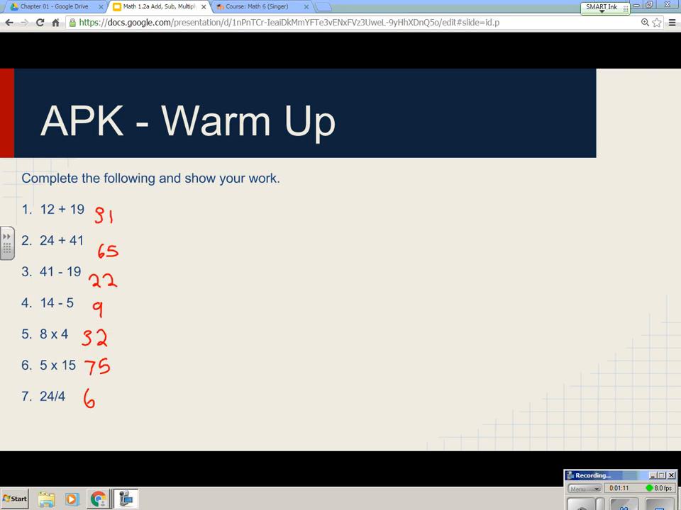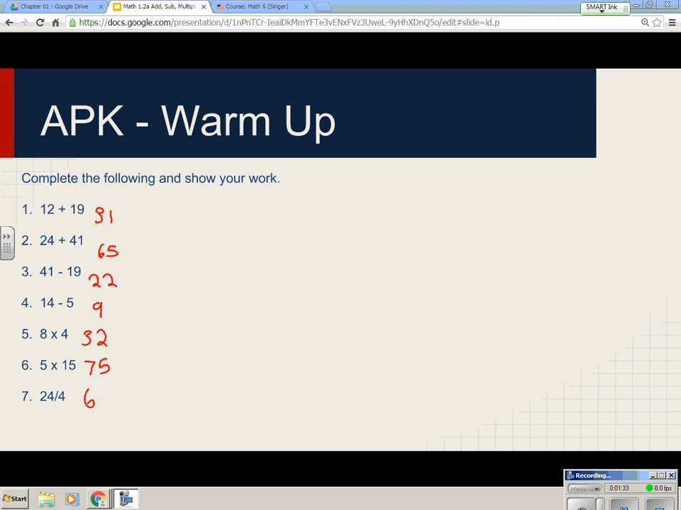These are the correct answers you should have had. 31, 65, 22, 9, 32, 75, and the bottom one may have confused some of you. That means division. 24 divided by 6, or 24 divided by 4 is 6. 24 divided by 6 would have been 4. So these should have been pretty easy for you.